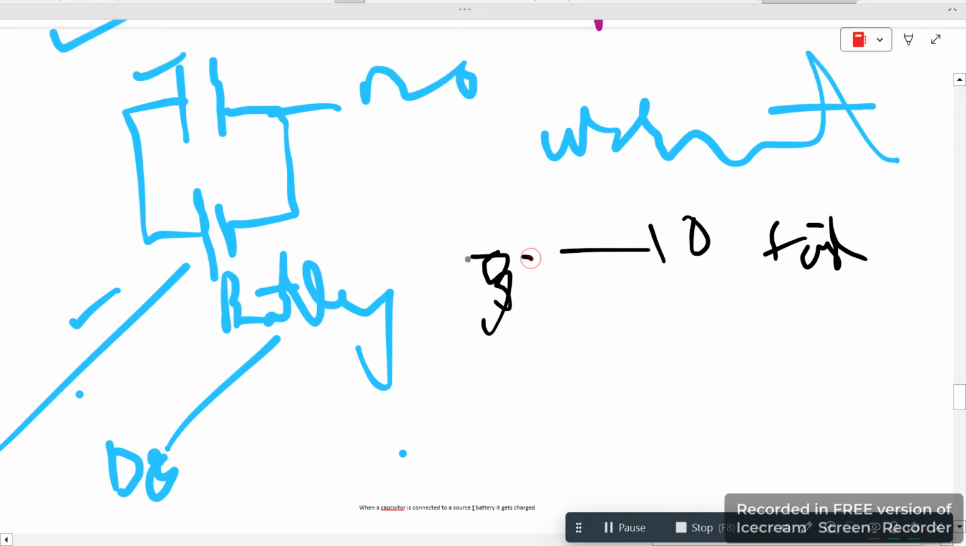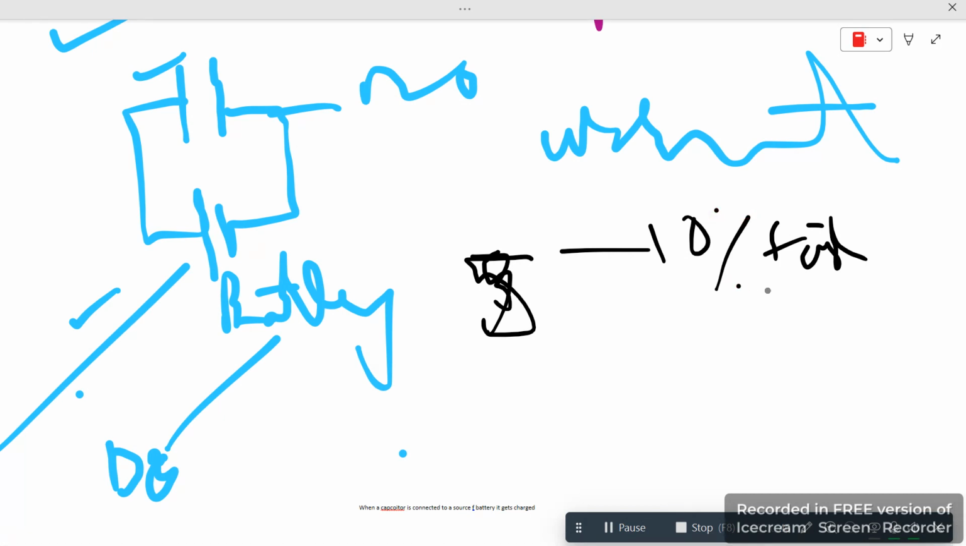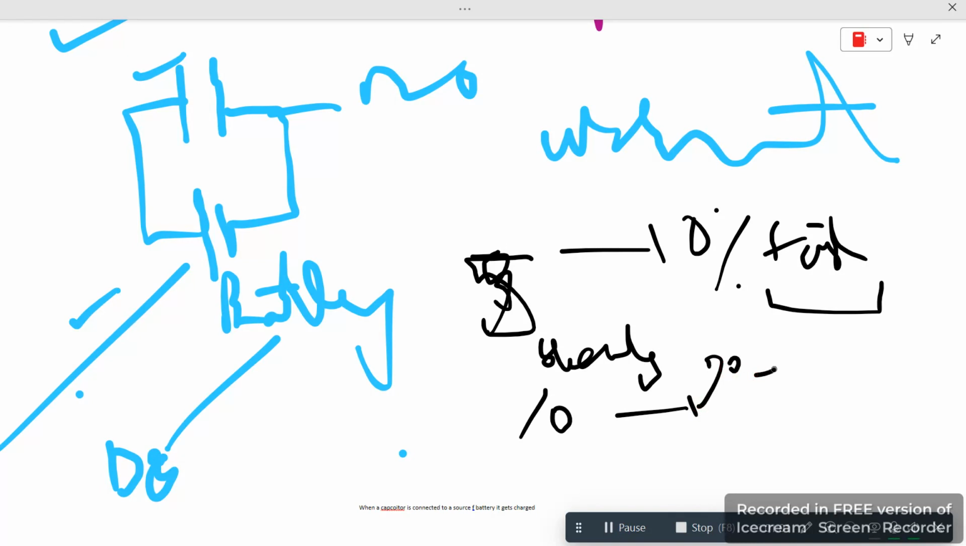So suppose this is the 5, when 5 to 10% charge, you might have noticed that this charge starts charging very fast, and gradually it will become slow, from 10 to 100, just because the starting would be fast. Starting would be fast and then it becomes slower.